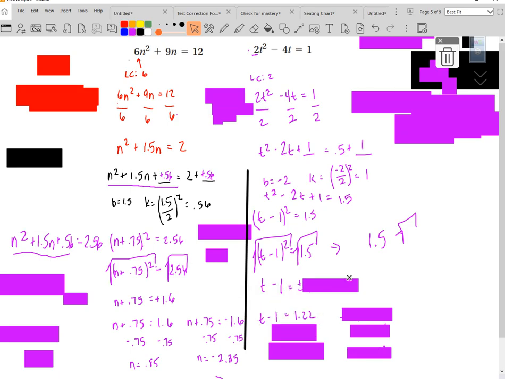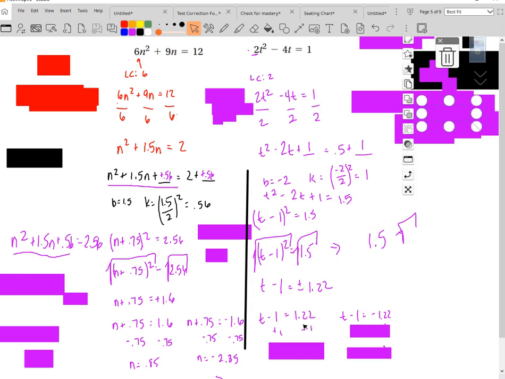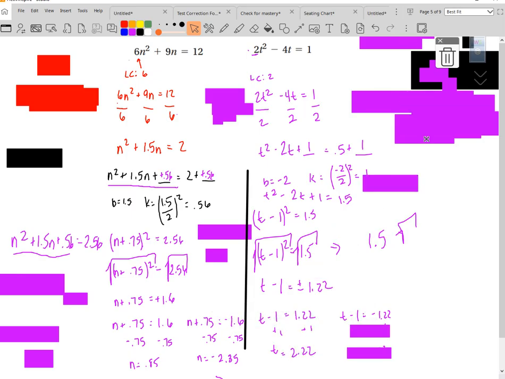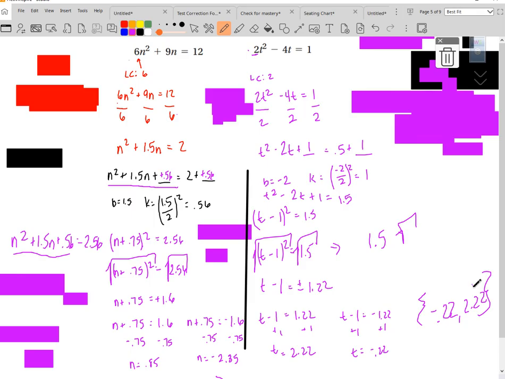Now we need to separate into our two equations. Equals 1.22 and equals negative 1.22. Add 1 to both sides to solve on this equation. And one of our solutions is 2.22. We add 1 on both sides to solve this equation. The solution is negative 0.22. So if we write that in set notation, those are our solutions. Okay, you can start working on your worksheet now.